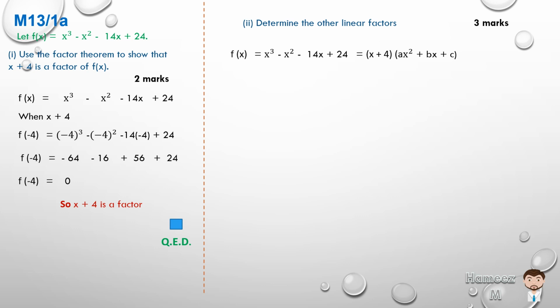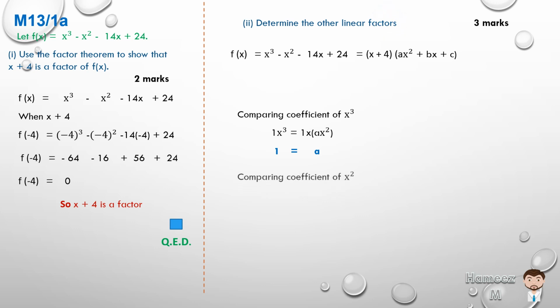By the principle of undetermined coefficients, we're going to compare the coefficients of x cubed. How do we get x cubed? On the left-hand side, we know it's 1x cubed. On the right-hand side, we take the x plus 4 and multiply it by ax squared, and that's the only way we can get an x cubed term. So if we compare those coefficients, we get 1 is equal to a.